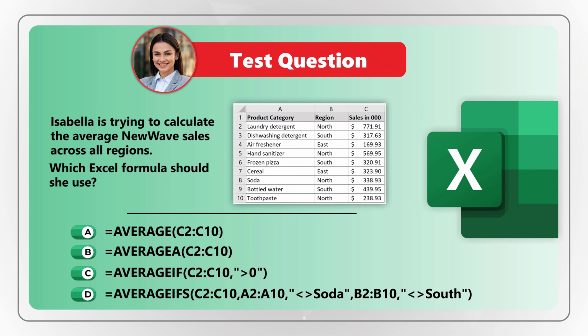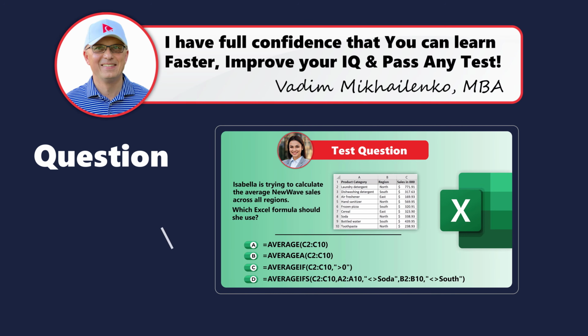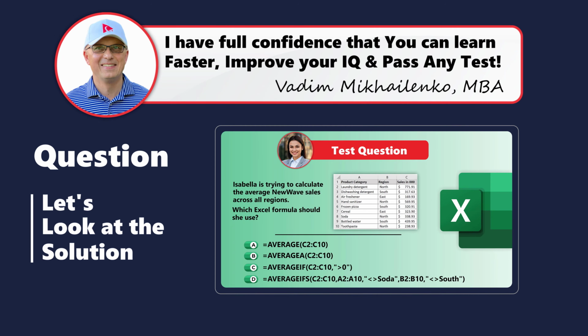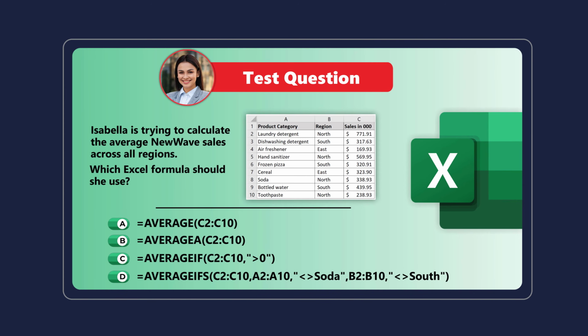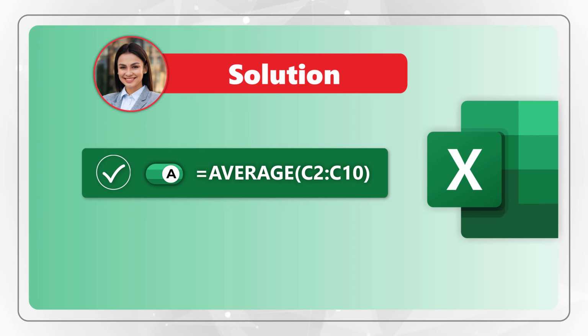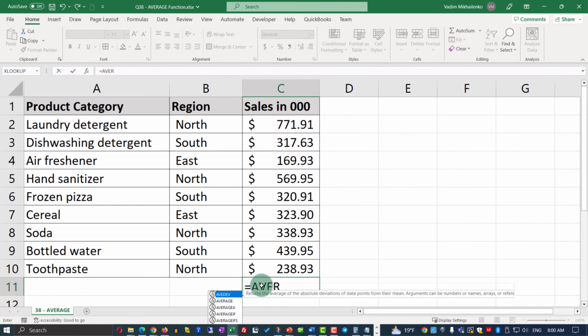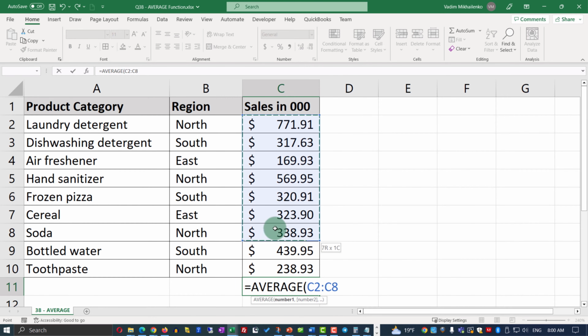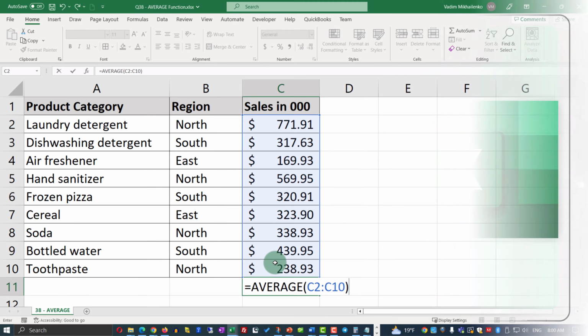Take a close look to see if you can come up with the right answer. And on my end, I am going to jump to Excel to show you my version of the solution, and obviously if you have a better way to solve it, please make sure to post in comments. As you might have guessed, the correct answer is choice A. All you need to do is type the AVERAGE formula and then select the data set C2 through C10 to calculate the average sales value for all the regions.